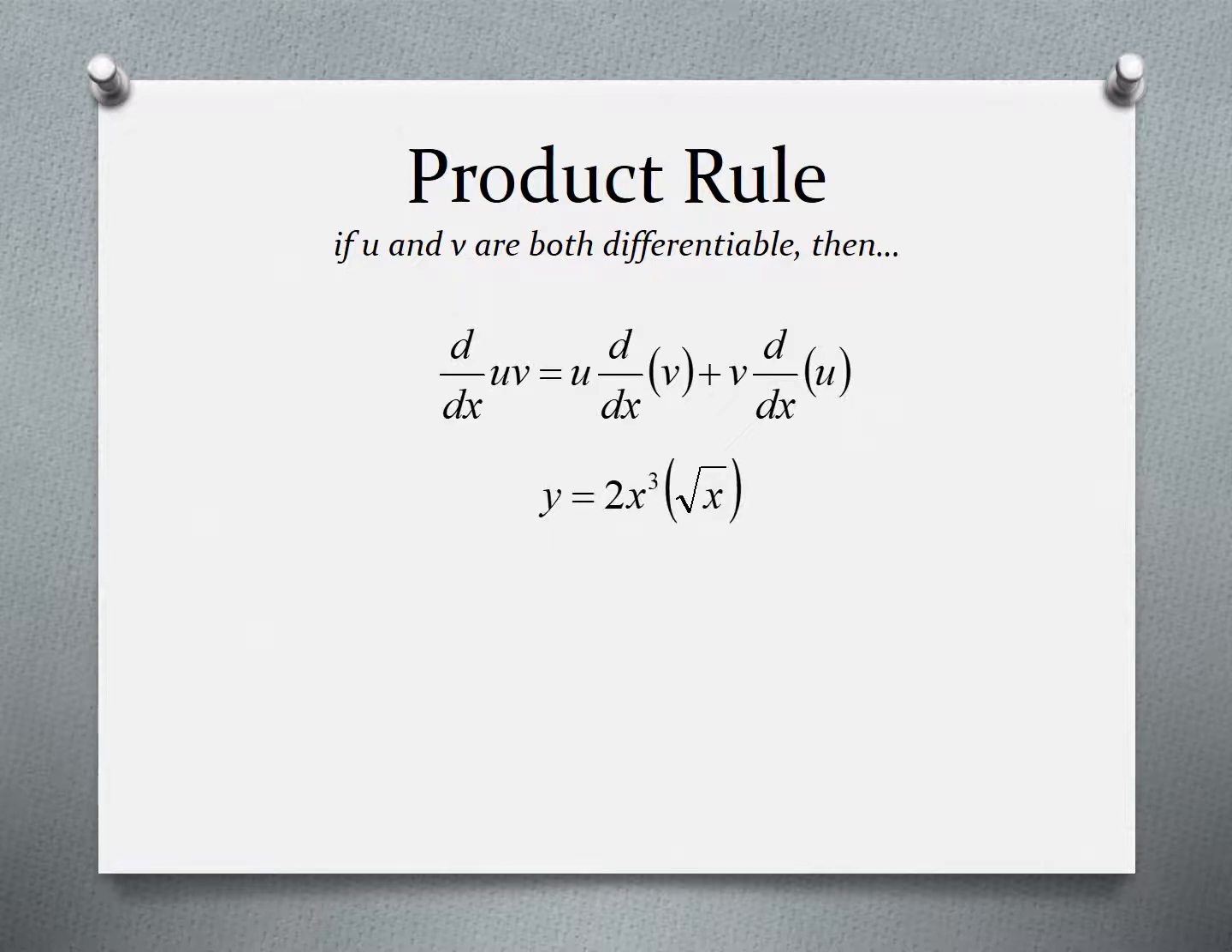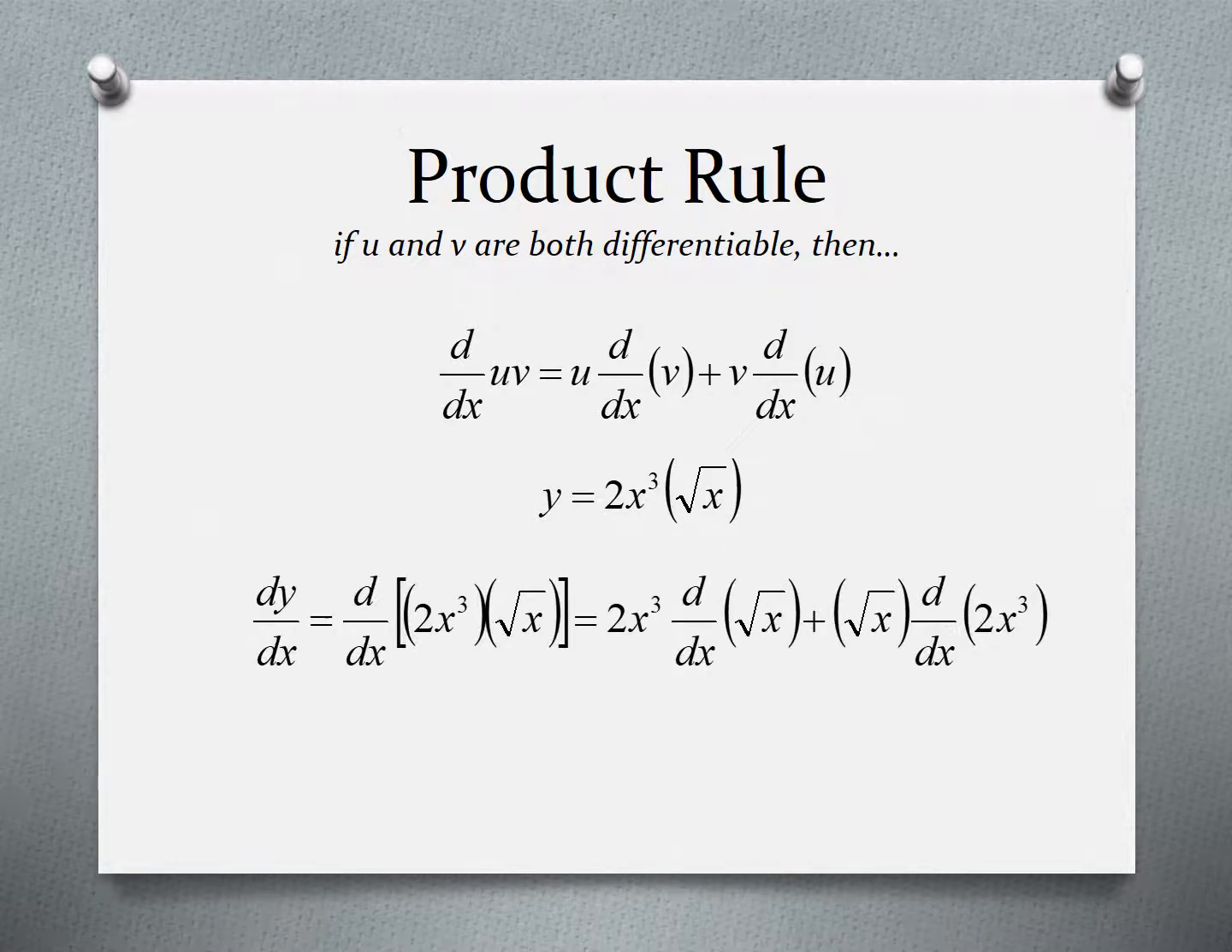And so notice I have a product of two factors here, and I'm going to substitute those into my formula. So at first I'm just looking at my simple product of two factors, the 2x to the third power times the square root of x.